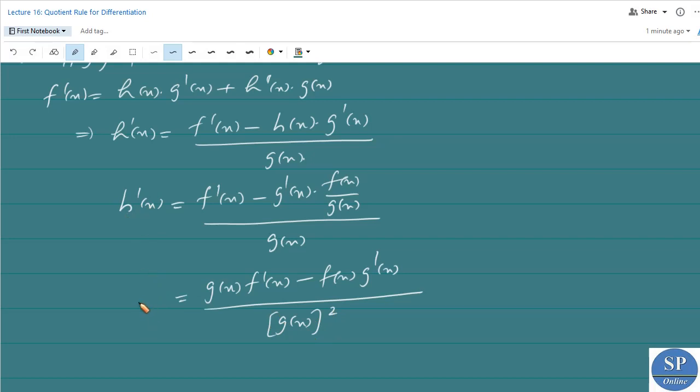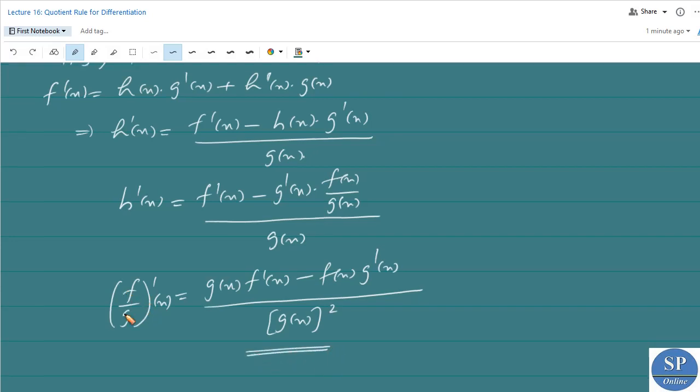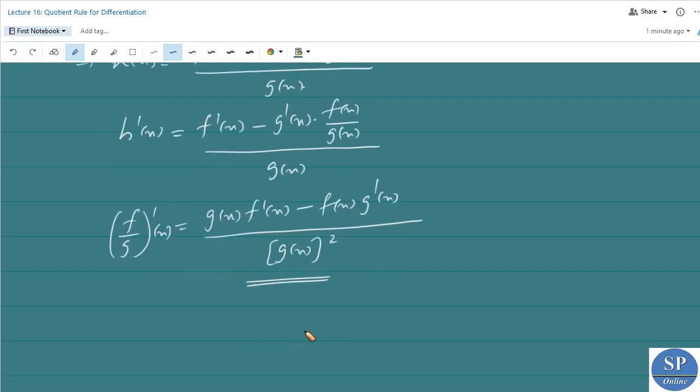H dash of x is nothing but f by g dash of x. So f by g dash of x is equal to g of x into f dash of x minus f of x into g dash of x divided by g of x whole square. Thus the derivative of a quotient is the denominator into derivative of the numerator minus numerator into derivative of the denominator divided by denominator whole square. Now we can discuss some examples.